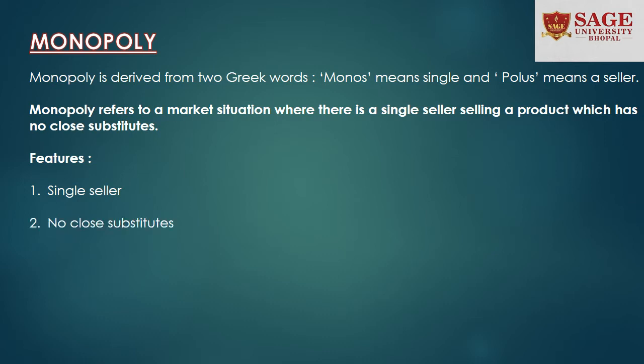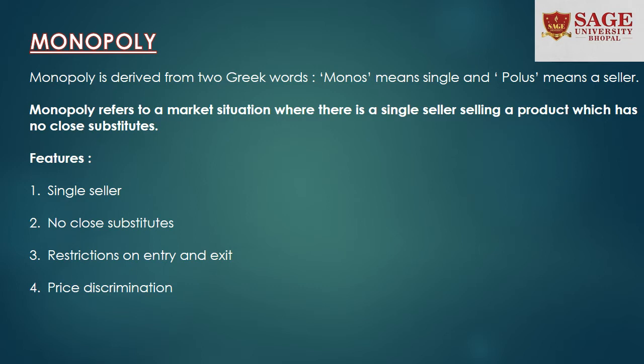Next, no close substitutes. The product produced by a monopolist has no close substitutes, so the monopoly firm has no fear of competition from new or existing products. Restrictions on entry and exit. There exist strong barriers on entry of new firms and exit of existing firms. These barriers may be due to legal restrictions like licensing or patent rights.